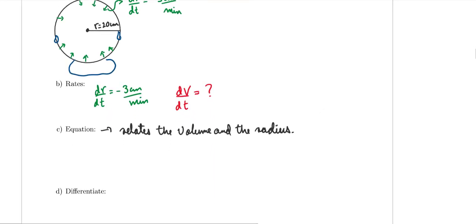Okay, so in the case of a sphere, maybe some of you guys might remember, maybe yes, maybe no, that the volume of a sphere is given by the equation 4/3 pi r cubed. Okay, so you see here now I have an equation that is relating the volume and the radius.